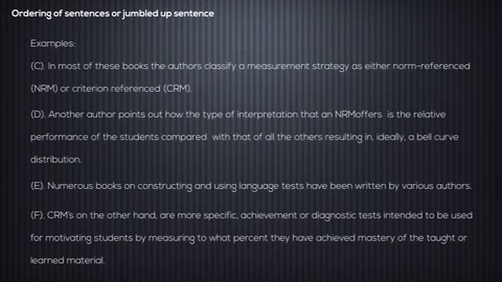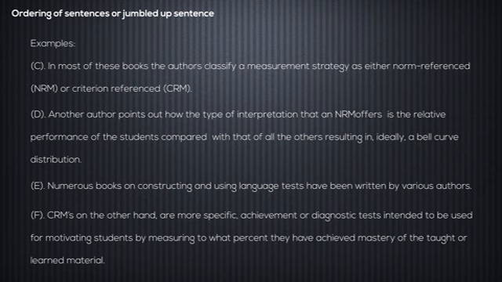C. In most of the books, authors classify a measurement strategy as either norm-referenced (NRM) or criterion-referenced (CRM). D. Another author points out how the type of interpretation that an NRM offers is the relative performance of the students compared with that of all the others, resulting in ideally a bell curve distribution. E. Numerous books on constructing and using language tests have been written by various authors.